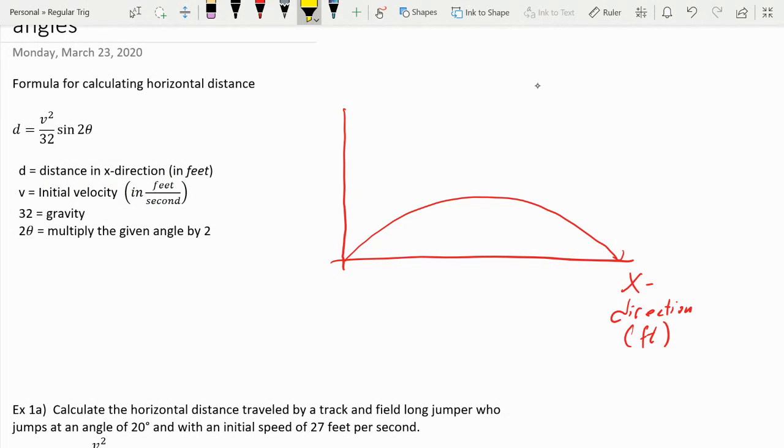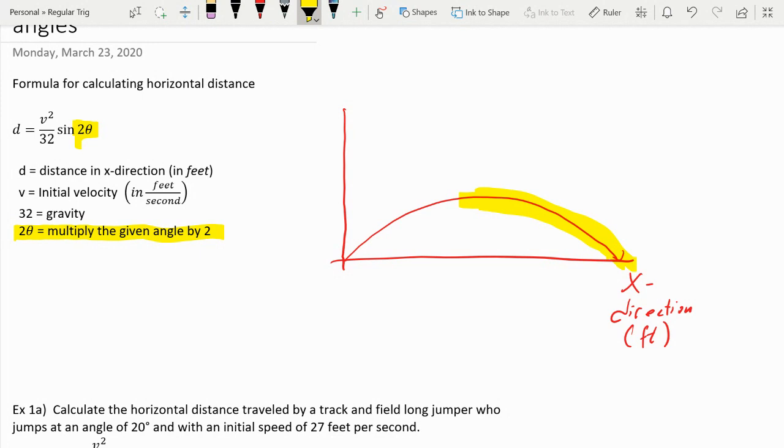Then the next thing, this 32, that's gravity pulling the object down. Think about it in our little cheesy graph here: gravity's pulling this thing back down. It's not going to keep going forever and ever. And then sine of 2 theta. Whatever angle they give us, you're going to multiply that by 2. So if they give us 20 degrees, you multiply that by 2 and end up using 40 degrees.